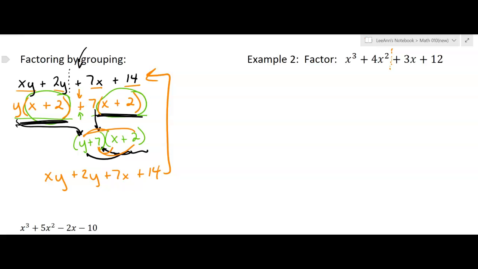Okay, now I'm going to look at the first 2 terms. Do they have a greatest common factor? Yes, the greatest common factor is x squared. So I factor out the x squared. I get left an x plus 4.